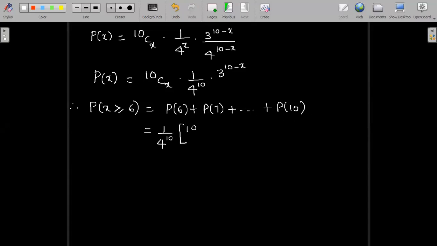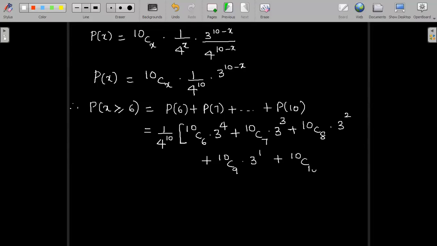So this becomes 10c6, 3 power 10 minus 6. 10 minus 6 is 4. Then 10c7, 3 power 10 minus 7 is 3. Plus 10c8, these are all products in the middle, into 3 power 2. So x is 8 means 10 minus 8 will be 2. Plus 2 more terms: 10c9 into 3 power 1, plus the last term 10c10 into 3 power 0.